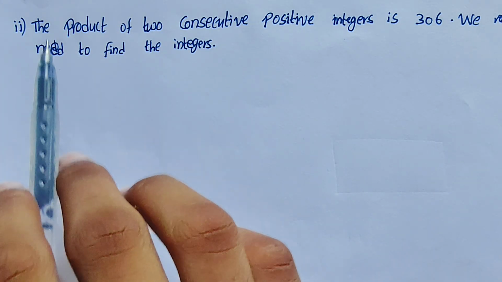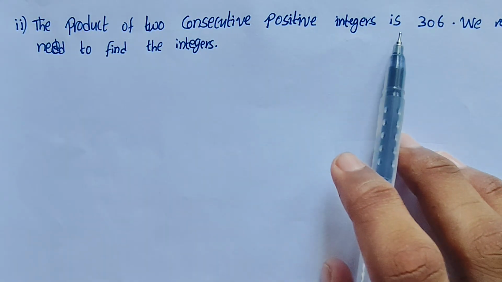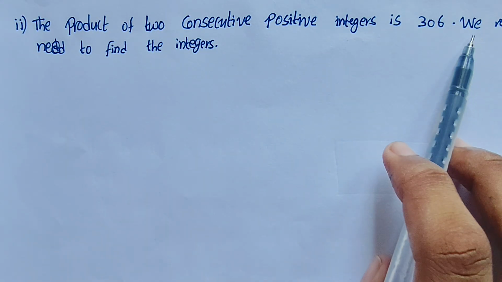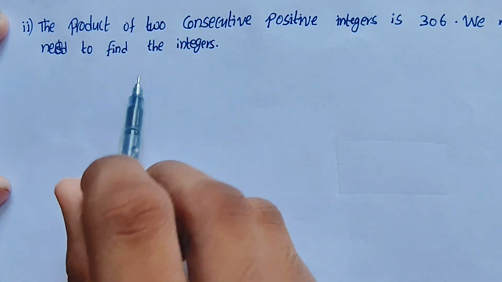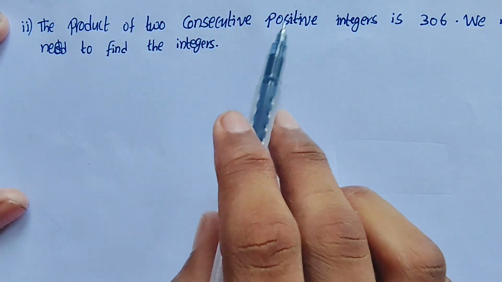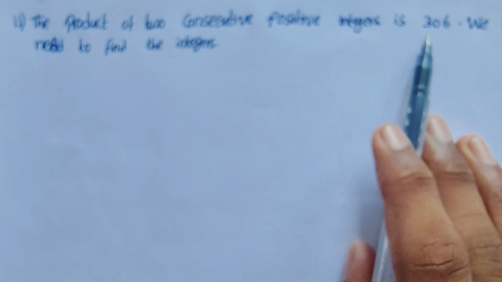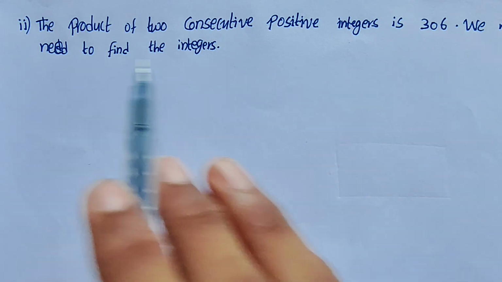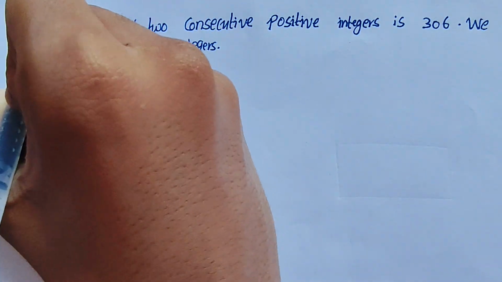So here the second problem is the product of two consecutive positive integers is 306. So we need to find the integers. He gave that the product of two consecutive positive integers is 306, and we need to find those integers. Let us solve it.